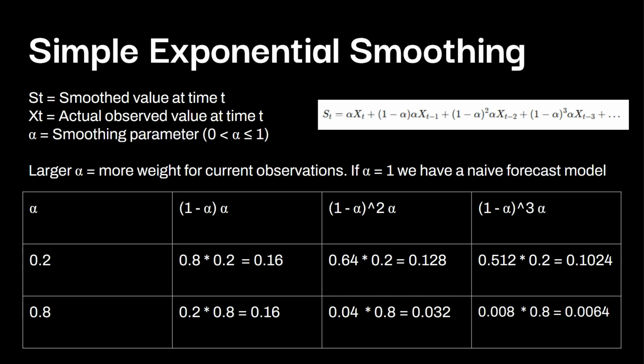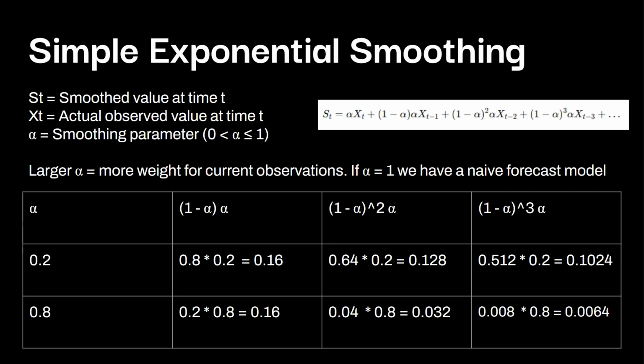So let's take a look at this specific formula. S of t is the smooth value at time t, x of t is the actual observed value at t, and alpha is the smoothing parameter. Now, alpha has to be a value between 0 and 1. A larger alpha equals more weight for the current observation. And if alpha is 1, we have a naive forecast model.